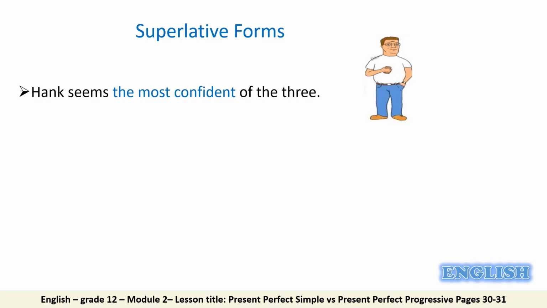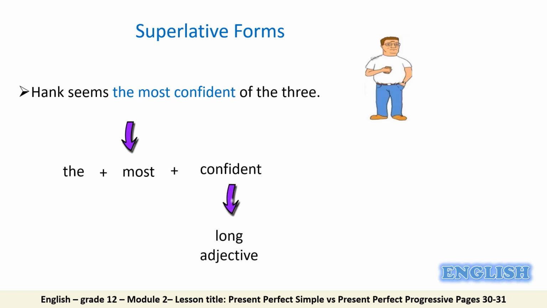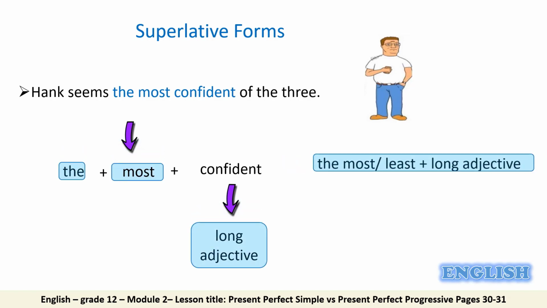To end up with superlative forms, let us study the following sentence. Hank seems the most confident of the three. And the same question over and over again. How is the superlative formed in here? Great! The plus most plus confident, which is a long adjective. And here is the rule of the superlative form with long adjectives.